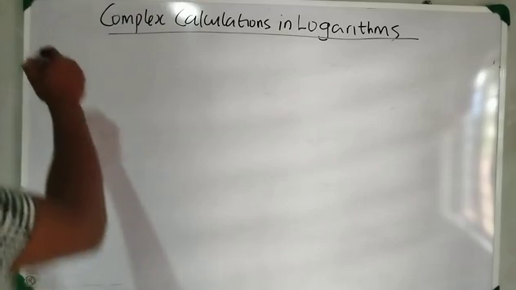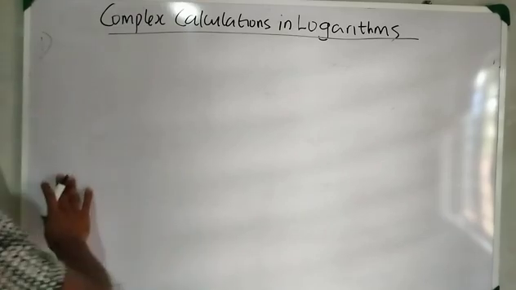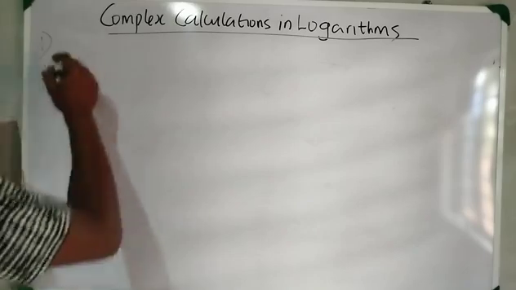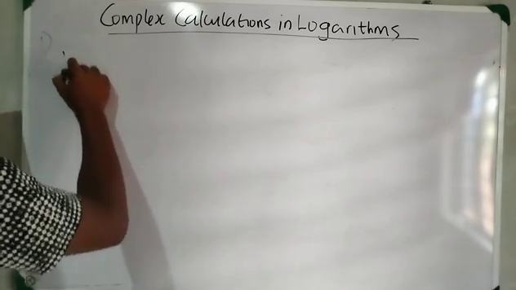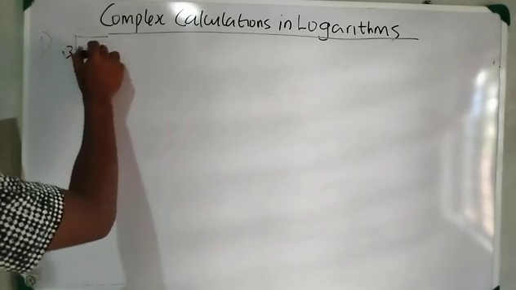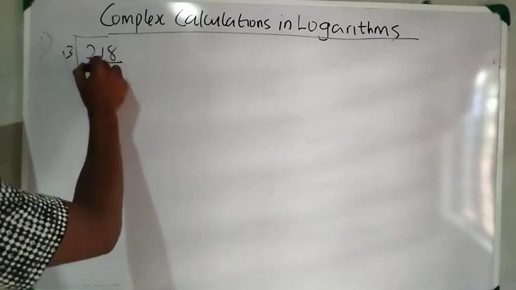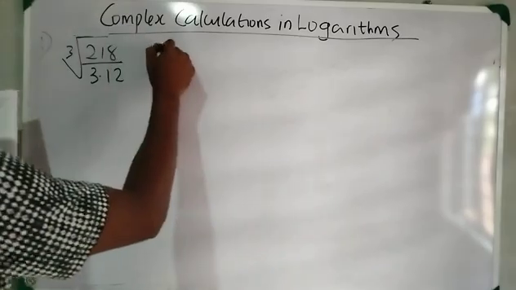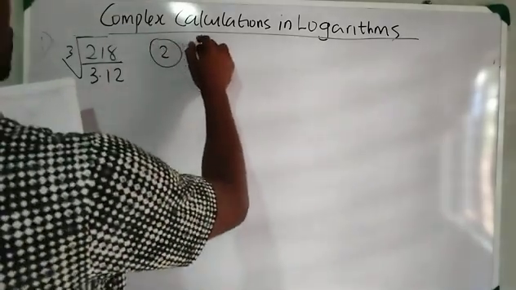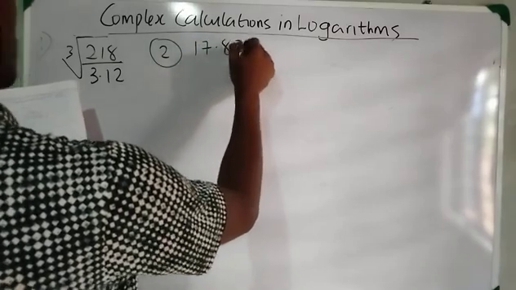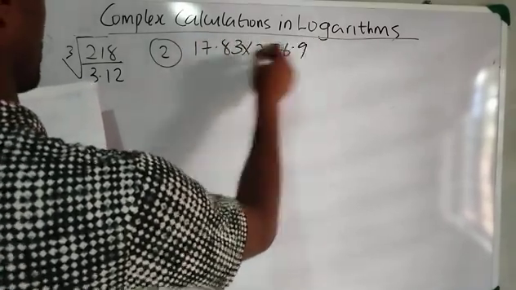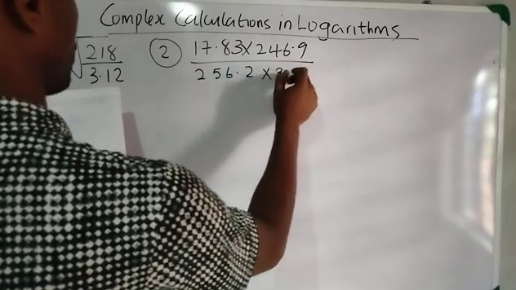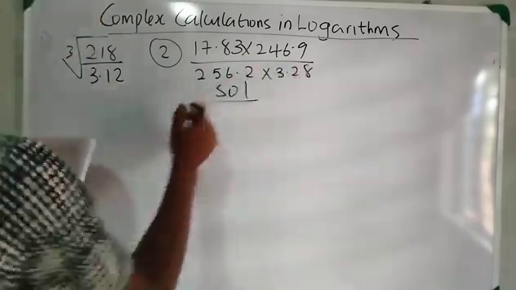Alright, so in this particular video we are going to be solving some examples that involve a combination of the different operations we've done so far using our logarithm tables. Now for this first question, this is the question we are told to solve. We are told to use our logarithm tables to solve for this. Alright, and then we are also going to solve this times 246.9 all over 256.2 times 3.28. Alright, so let's take it one at a time.